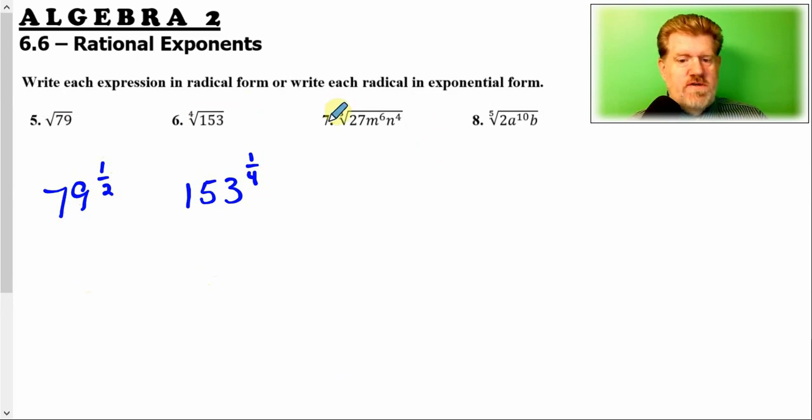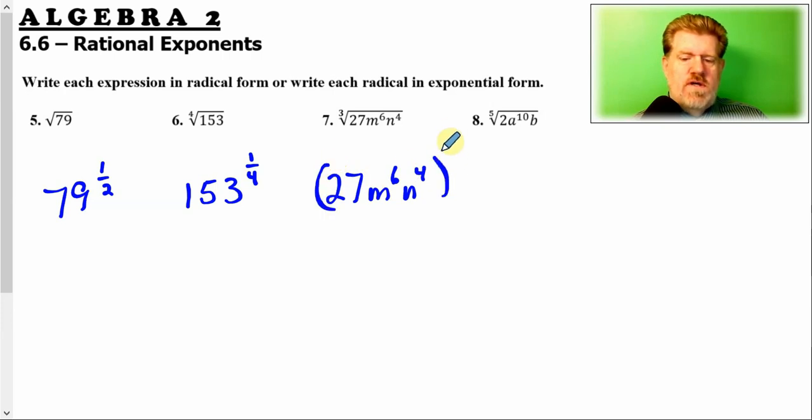All this goes to the 1/3 power. So all of it, 27, m to the sixth, n to the fourth. There we go. And it all goes to the 1/3 power. Now, that's how you rewrite it. Now, if you can simplify it, that'd be great.